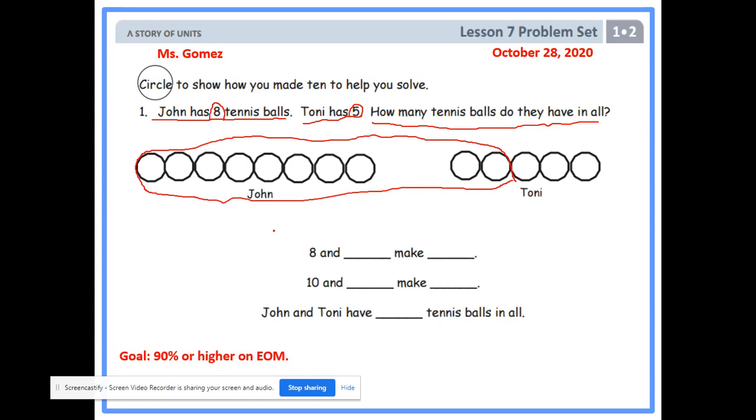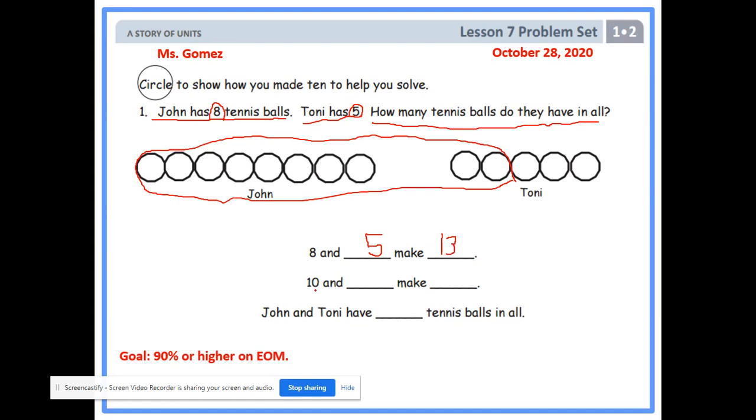And step 3, we complete the statement that matches the story. So this first statement right here, the one with 8, has to match the story. So 8 and what was our other part in the story? Get ready. Yes, 5. What do 8 and 5 make? You already know you have 10 inside the circle and 3 outside. So 10 and 3 make, get ready. Yes, 13. So 8 and 5 make 13.